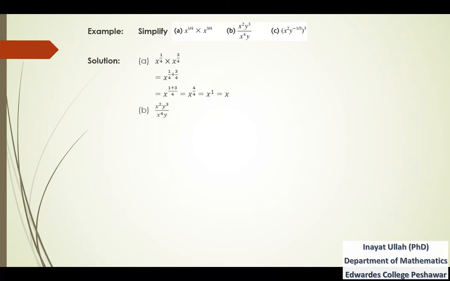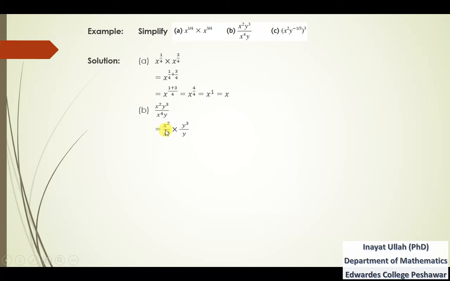Now just look at part B. This part B has two variables, x and y. First of all, we need to separate these two terms in this fashion. We have written this division as x square divided by x power 4 multiplied by y cube divided by y. We have separated the x's and y's.